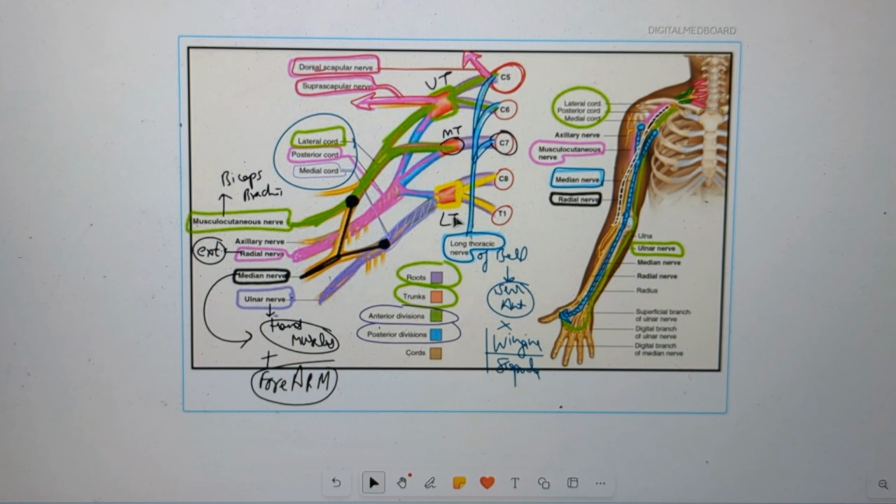Now regarding the branches of the trunks. Only the upper trunk provides a branch, the suprascapular nerve, which supplies the scapular muscles.